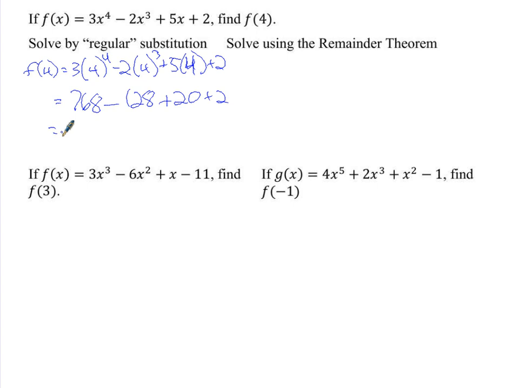So I get, okay, let me write it down. 640 plus 20 plus 2. So what do I get as an answer? 662 is my answer. I don't know how long that took me. I should have timed it. It was probably like 2 minutes.